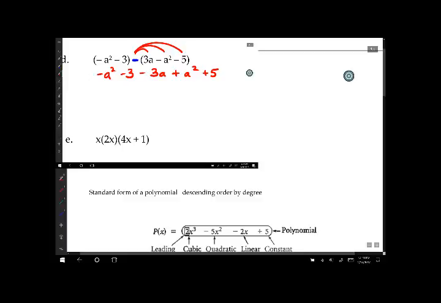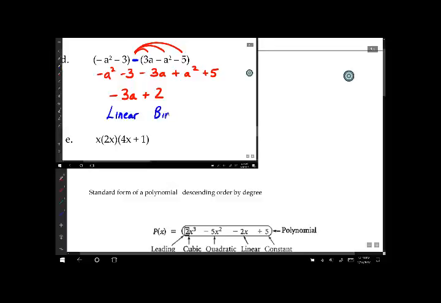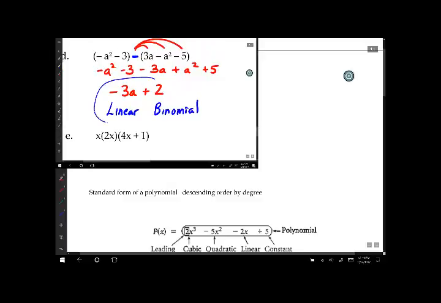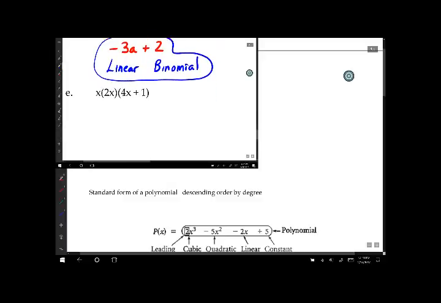All right, Peter has negative 3a plus 2 because the a squared's dropped out. Peter, I didn't see you. Did you classify it? Yeah. What do we got? Linear binomial. A linear because it's degree 1 and binomial because 2 terms. Any questions for Peter? All right, let's move to our last one. Wait, was that right? That's right. That's what I like to hear, Peter. Good work. Thank you, Logan.